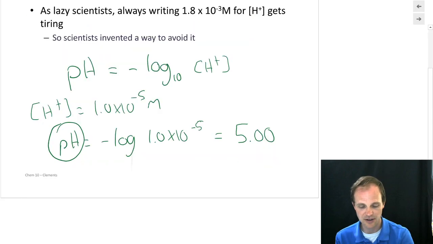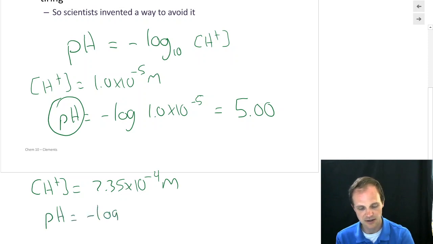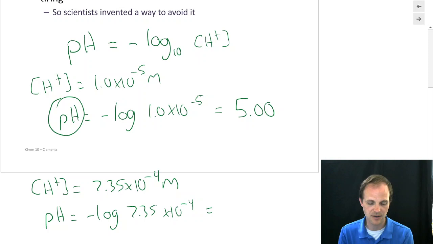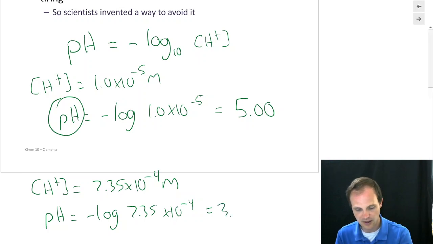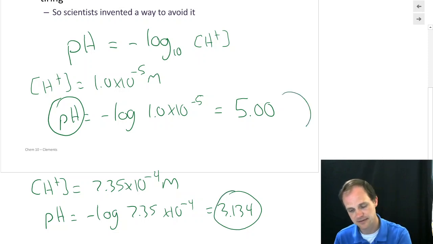For numbers that are a little stranger, let's say my H+ concentration was 7.35 times 10 to the minus 4th molar. pH calculates in just the same way, negative log of 7.35 times 10 to the minus 4th. And if I plug that into my calculator, let me do it right now. We've got negative log of 7.35 times 10 to the minus 4th. I get myself 3.134 as my pH.